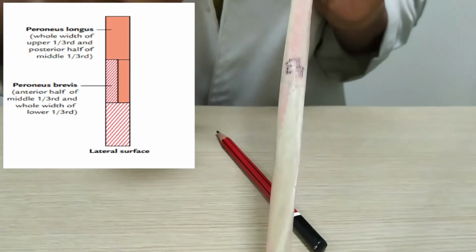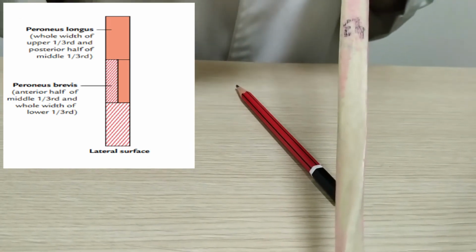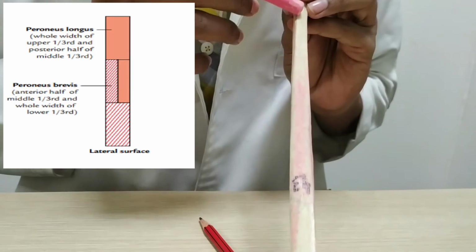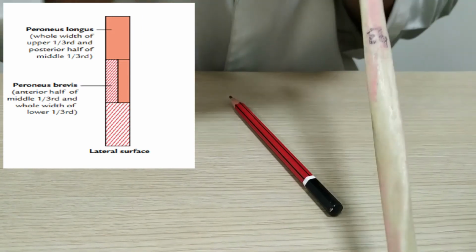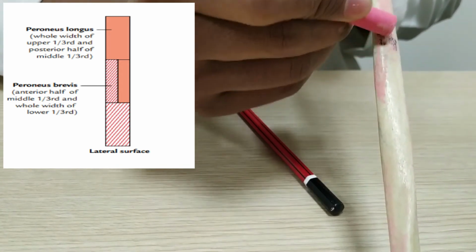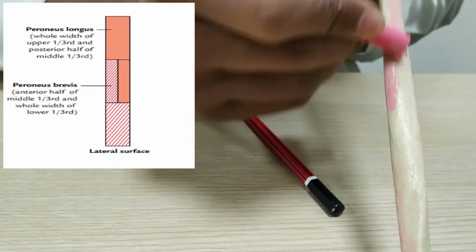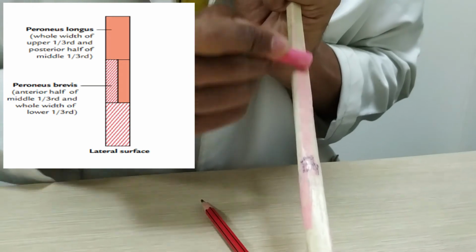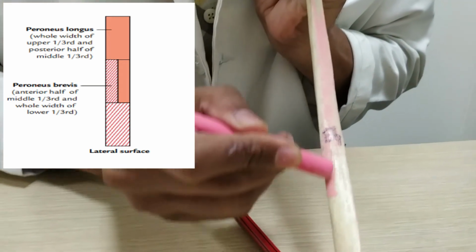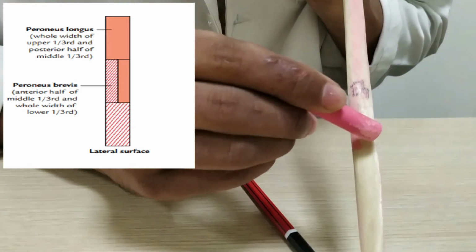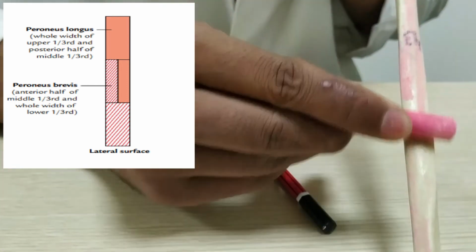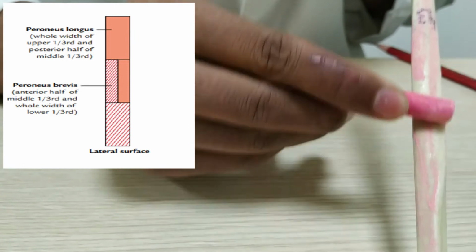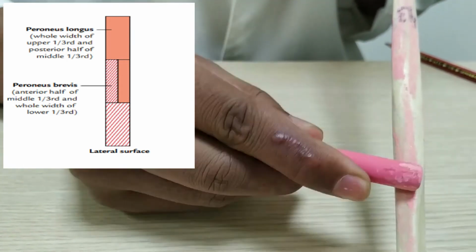So on the lateral surface, from the whole of the upper one third and the posterior part of the middle one third we have the origin of the peroneus longus, and from the anterior half of the middle one third and the whole of the lower one third we have the origin of the peroneus brevis.